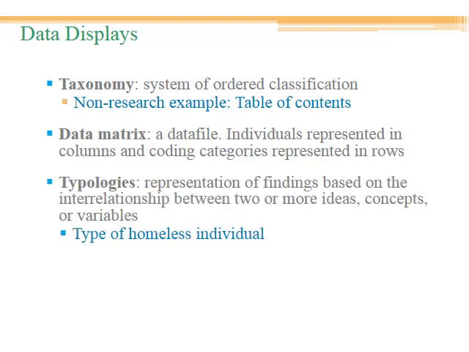A typology is a representation of findings based on the interrelationship between 2 or more ideas, concepts, or variables. So typology sounds similar to a taxonomy, but a good way to distinguish between the two is to remember that typologies classify according to a general type. So what type of homeless individual, for example? Lastly, flowcharts are diagrams that display processes. Let's look at some examples using the study Down Under Luck, a study of homeless street people.